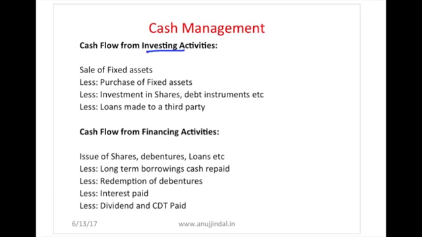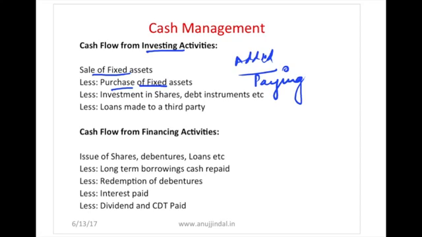Then next comes cash flow from investing activities. Whatever investments the enterprise is making in the long term become a part of investing activities. Sale of fixed assets: you get money when you sell fixed assets, therefore it's a cash inflow and it is added in the cash flow statement. Next is purchase of fixed assets. When you're purchasing a fixed asset, you are paying out money, and therefore it is reduced from the cash flow statement.